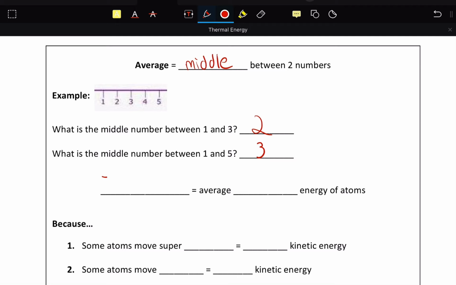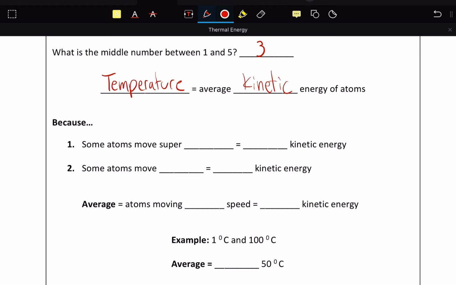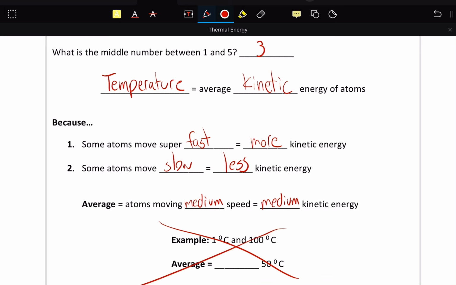We're talking about average because temperature is the average kinetic energy of atoms inside of something. Some atoms move super fast, which means they have more kinetic energy, and some atoms move super slow, which means they have less kinetic energy. So our temperature would be the average speed of these fast and slow atoms. It would be a medium speed, which would be medium kinetic energy. And don't worry about this.